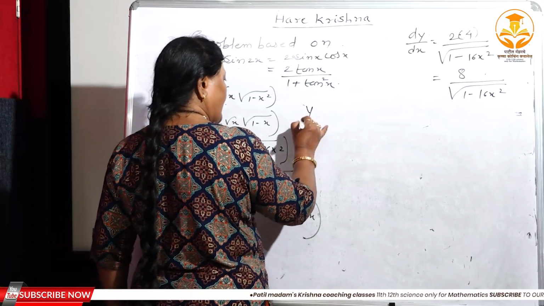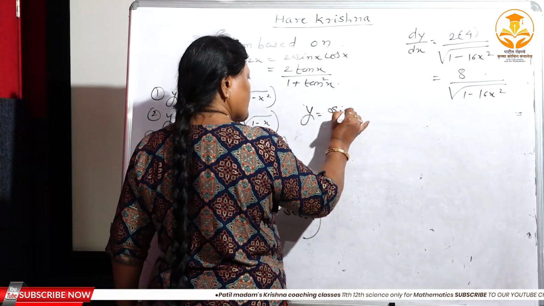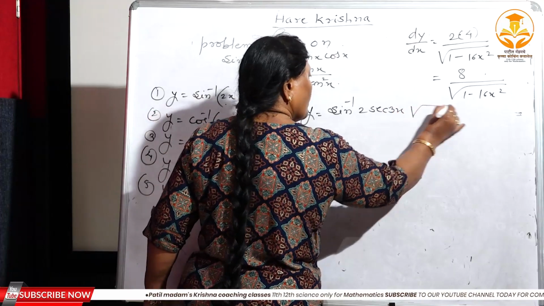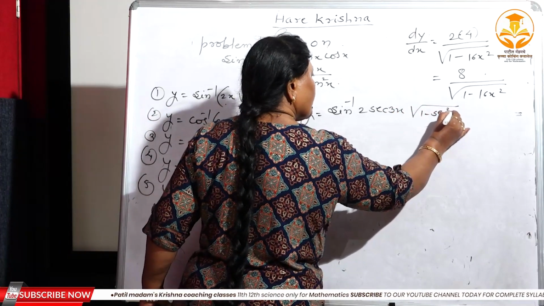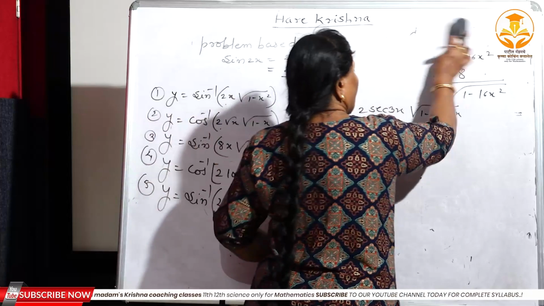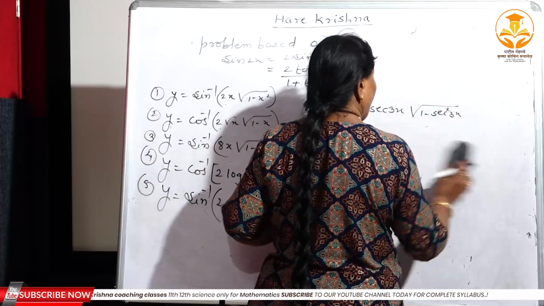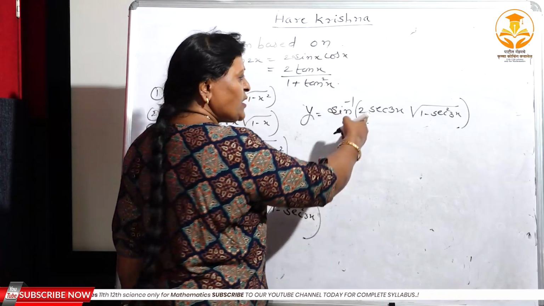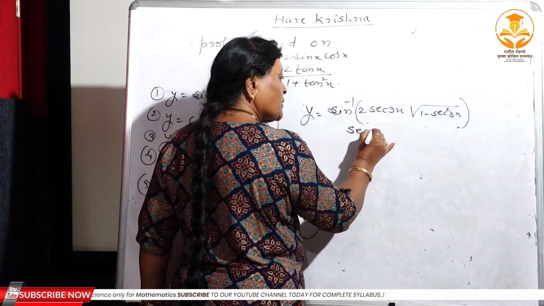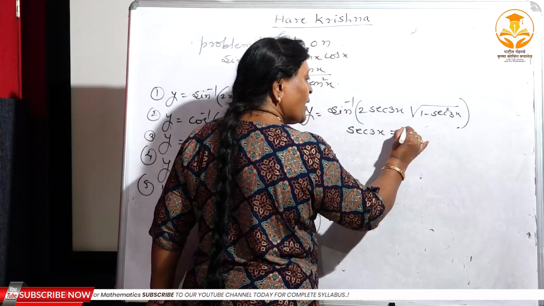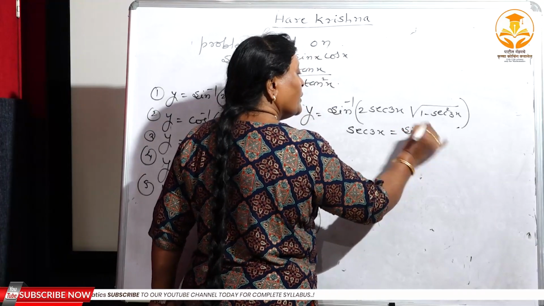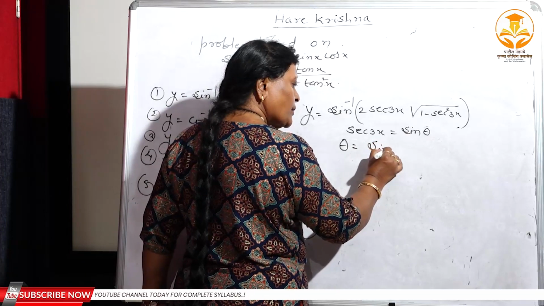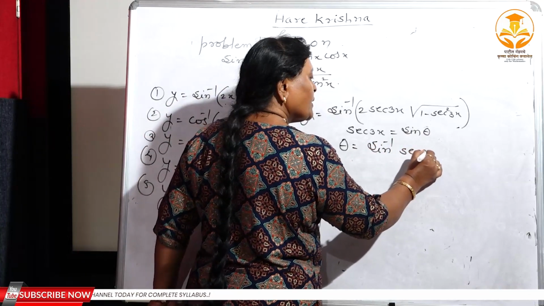Suppose I consider y is equal to sine inverse of 2 sec 3x root of 1 minus sec square 3x. Now you can substitute sec 3x is equal to sine theta. Right? Therefore, theta is equal to sine inverse of sec 3x.